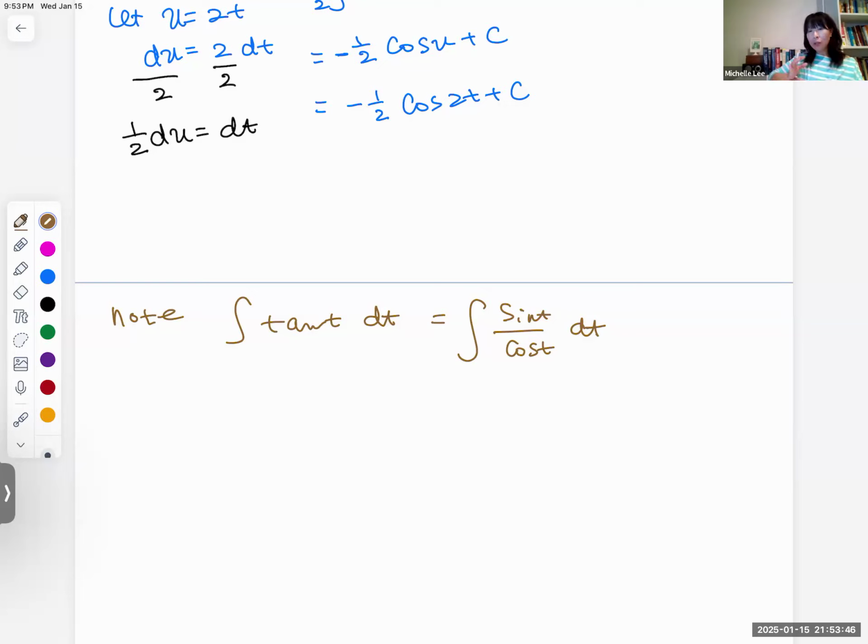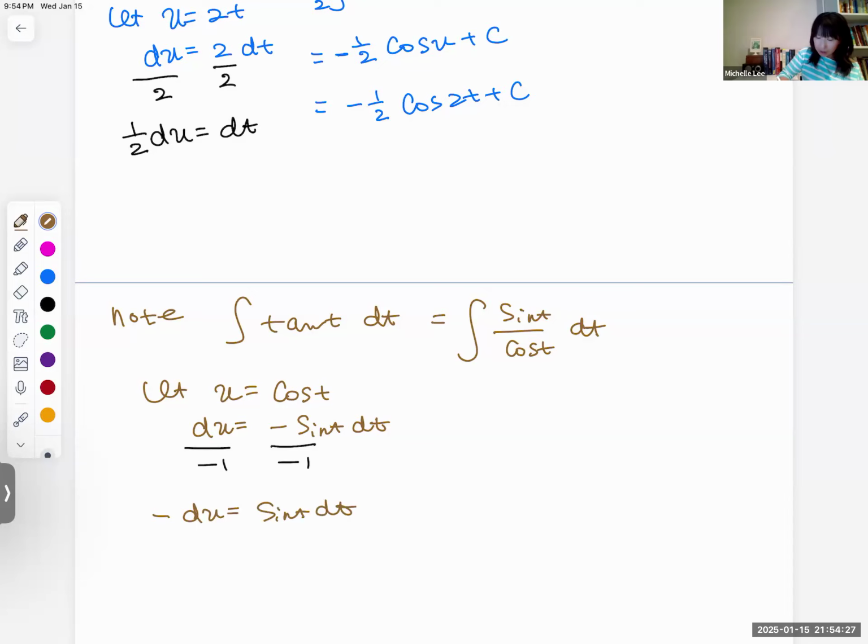If you cannot think, use substitution, right? So let u equal to which one? Sine t or cosine t? Cosine t, good. So u equals cosine t, and the derivative of cosine t is negative sine t dt. We have sine t dt, but we don't have the negative, so we divide by negative 1 on both sides. So we will have negative du equals sine t dt.